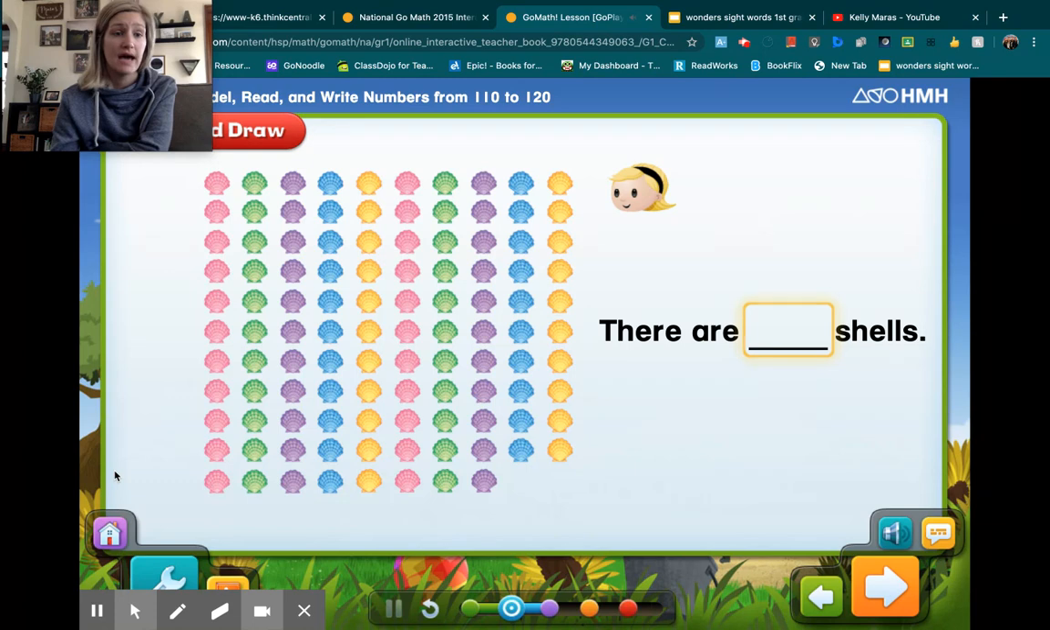So friends, if we had 100 and counted on from there, added 8 more, 100, 101, 102, 103, 104, 105, 106, 107, 108. So we added 8 more. There are 108 shells. There are 10 tens and 8 ones, so Heidi has 108 shells.